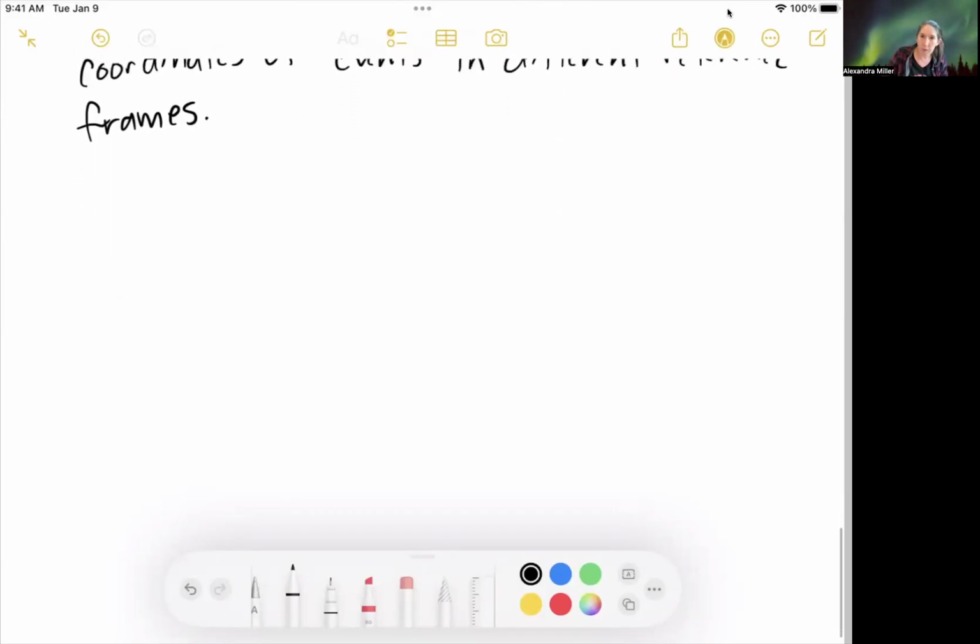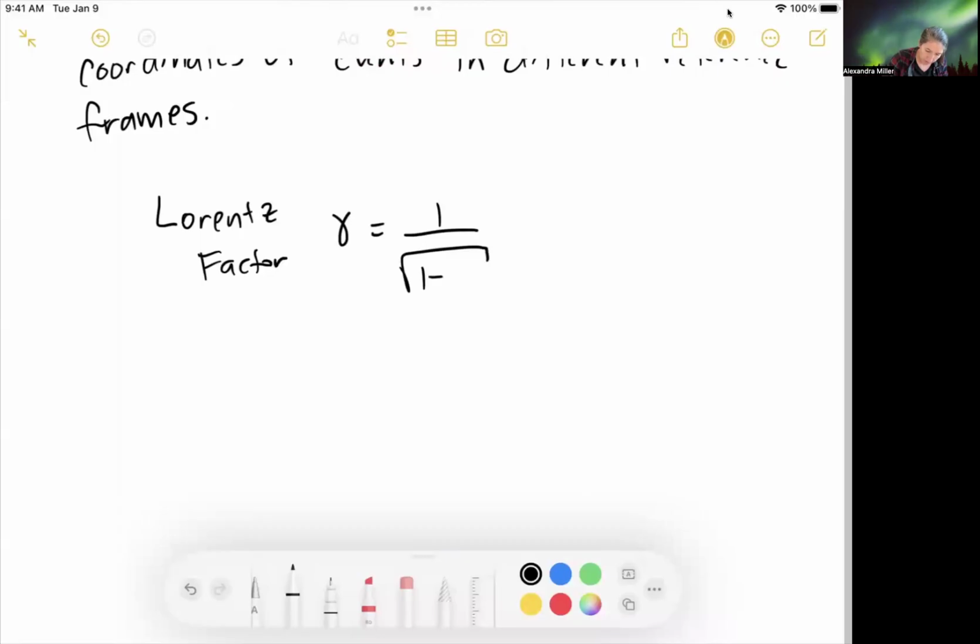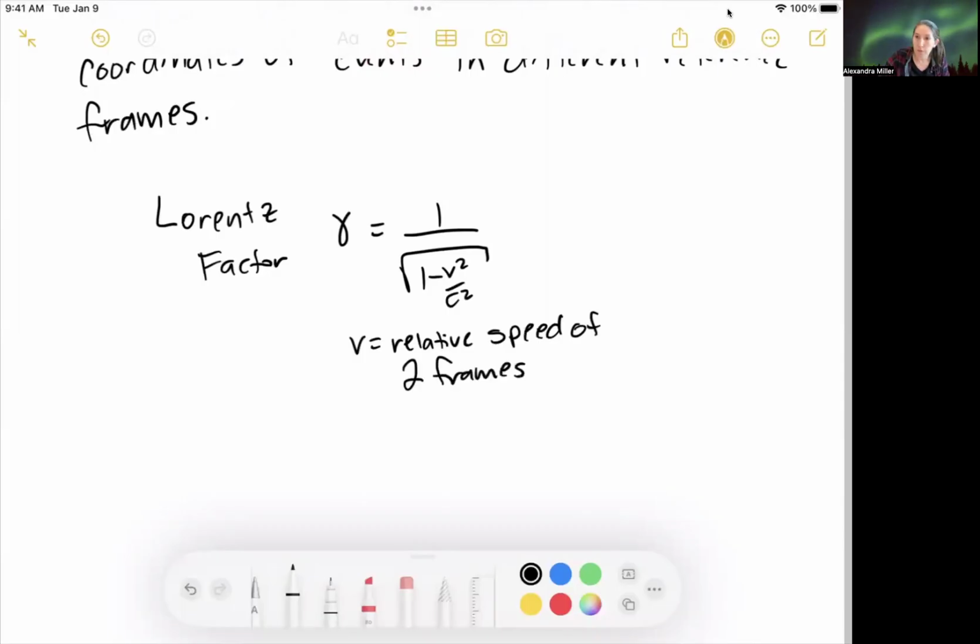So before I write them down for you, I want to remind you of a little bit of notation. Often we write these in terms of something known as the Lorentz factor. We usually use a gamma to represent our Lorentz factor. This is 1 divided by the square root of 1 minus v squared over c squared, where v is the relative speed of the two reference frames. So if one of the reference frames is me sitting in my office, the other is you driving by in your car, then it would just be the speed of your car.